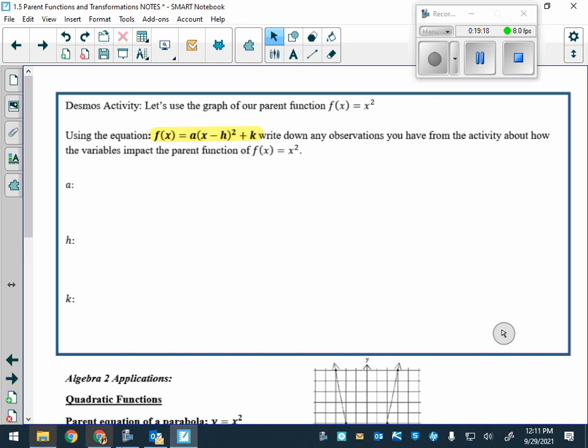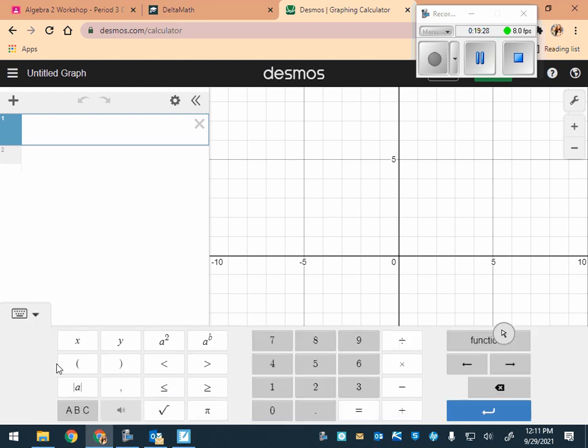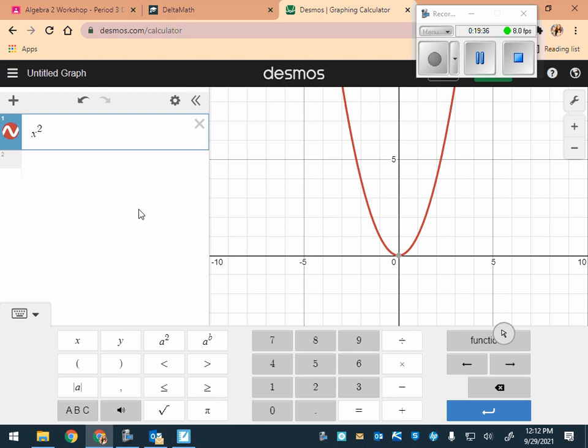When you pull up Desmos, there's a little calculator icon or keypad icon on the lower left. It gives you so many options. In the first blank here, I want you to do x squared. So x and then squared, and then hit enter. This red one on my screen is our parent function. This is what we're starting with. That's always what we're starting with, our parent function.